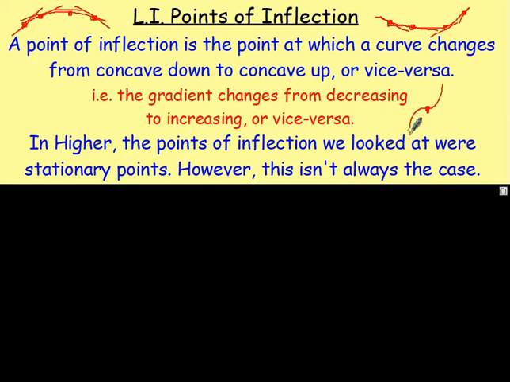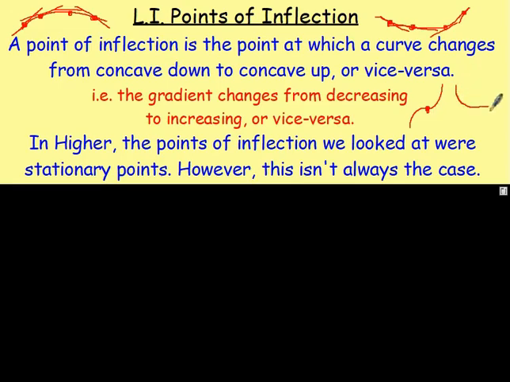And really, you had your gradient decreasing. So the gradient is very, very steep, and then it's decreasing, decreasing, decreasing. It gets to 0, and then it starts to increase again. This point here is your stationary point, and because your gradient changes from decreasing to increasing, it's a point of inflection.